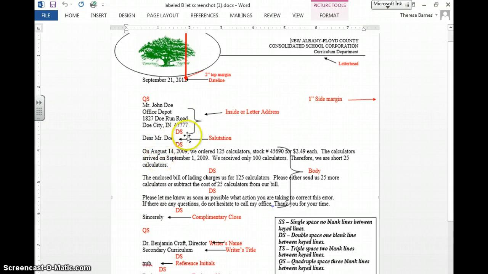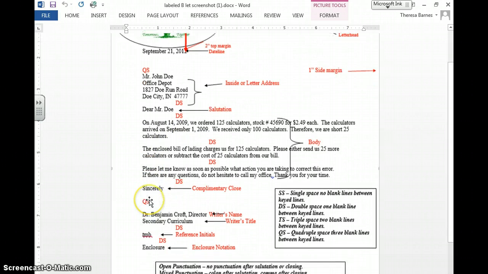You double space after the salutation, and then you single space the paragraphs in the body, but you double space between the paragraphs. The double space between the paragraphs lets you know that those are paragraphs. Notice once again it's block style, so they're not indented.